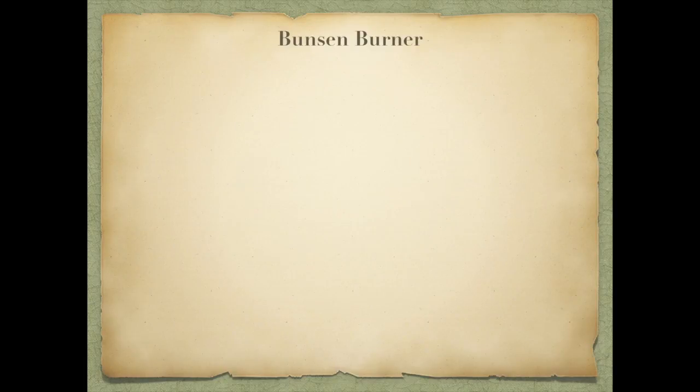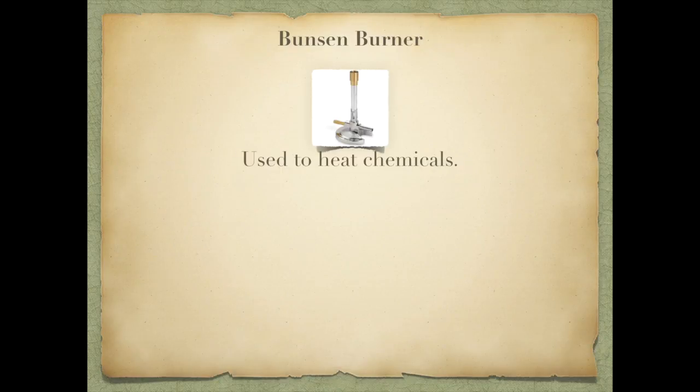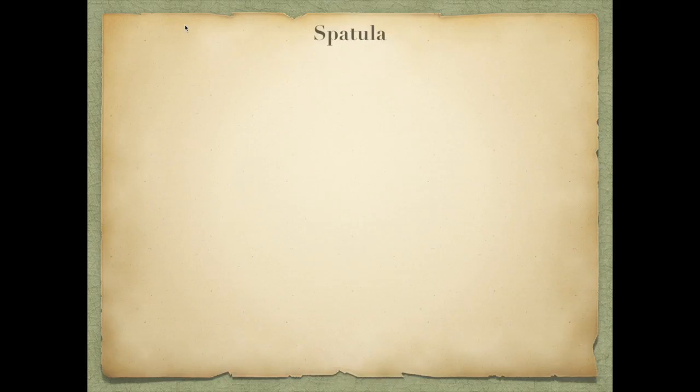The next tool is the Bunsen burner that I referenced, and it looks like this, and it's used to heat chemicals, and we'll be using Bunsen burners quite a bit this year. The next tool is a ring stand, and a ring stand looks like this, and we'll be using that in order to elevate objects.